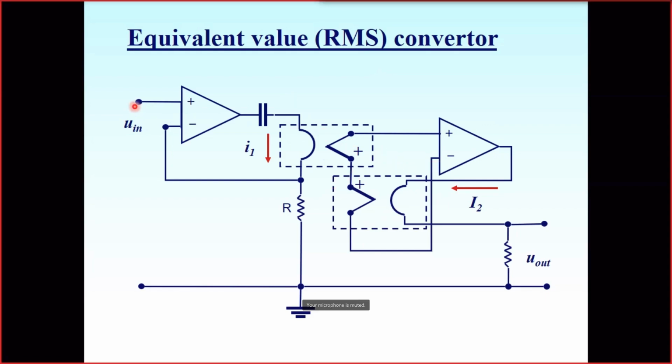converter is the following. The voltage, which is the alternating voltage applied here, causes a more or less calibrated, stable alternating current to flow through the load, this heater.